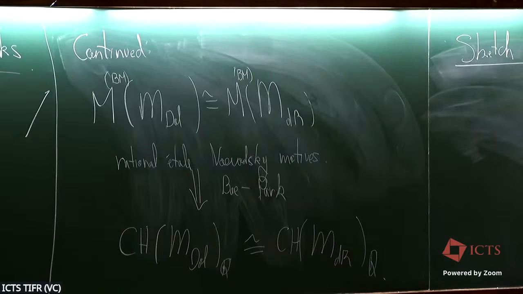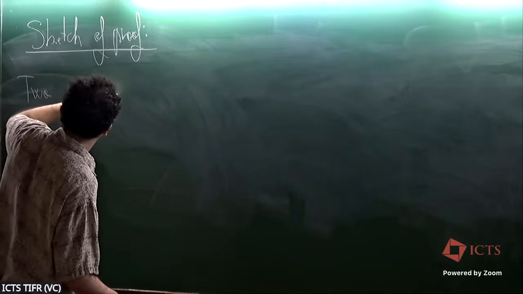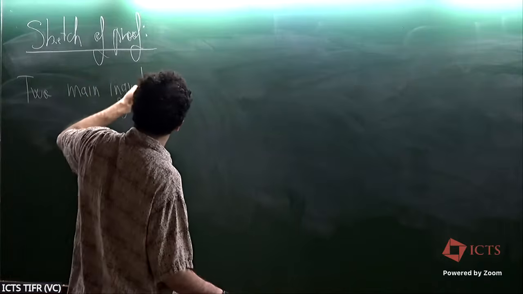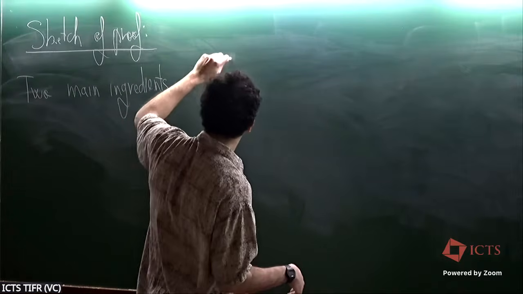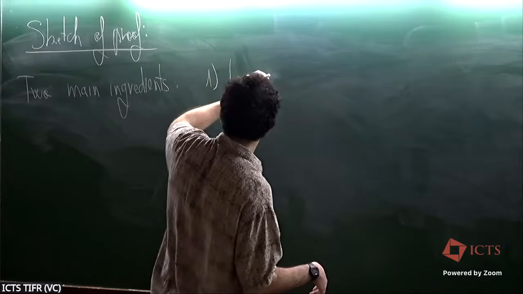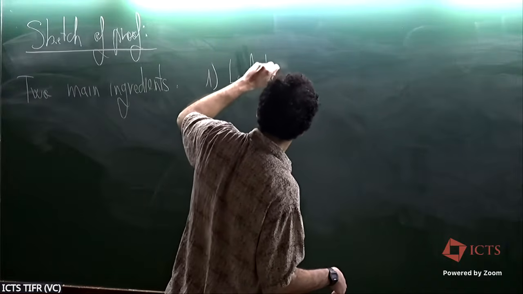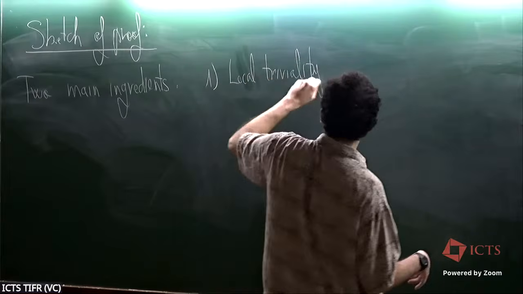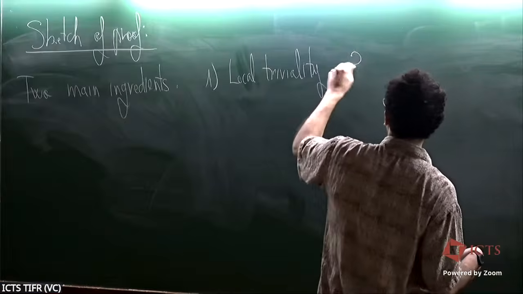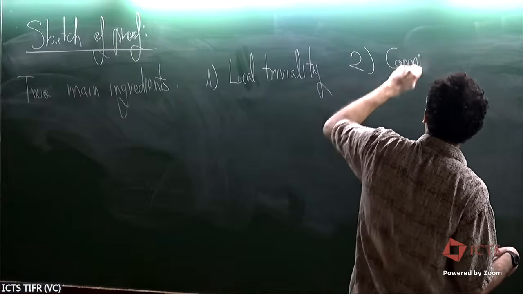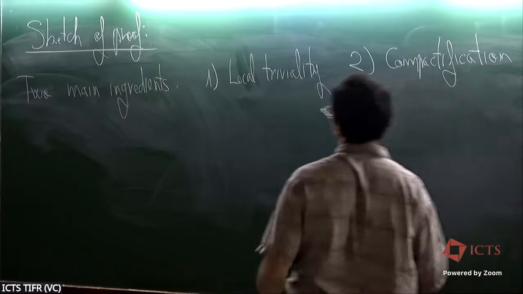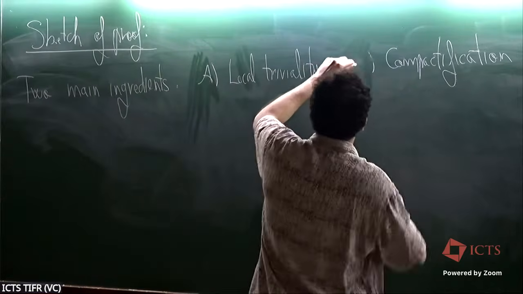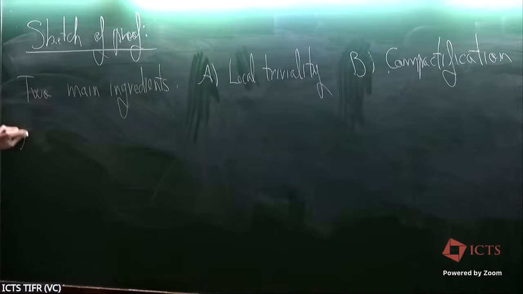Okay, so the proof has two main ingredients. One is local triviality, I'm going to say what this means, of the Hodge moduli stack. And two is a compactification argument. Okay, let me rename this A and B.